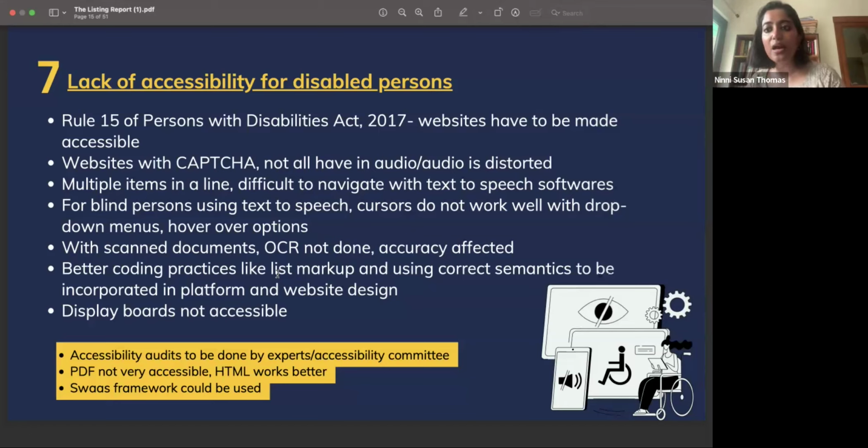How it is done now in most courts is they will make it screen reader accessible, but the way that it is done in the back end is that there will be multiple things on the same line. So the screen reader is not able to read it accurately and will read multiple things at the same time, making it very difficult for the person to understand. And there are many hover-over options, which also are very difficult. And in many of the formats in which the documents are available, PDF is not very accessible for screen readers. HTML and other OCR formats will obviously work better.